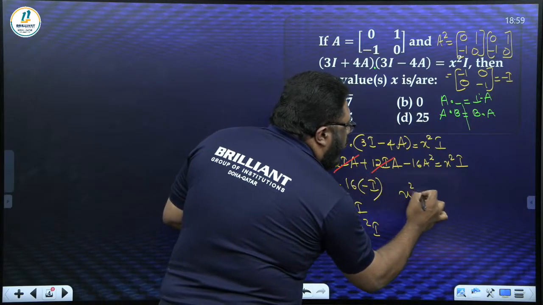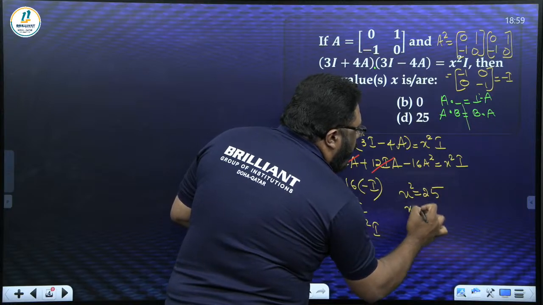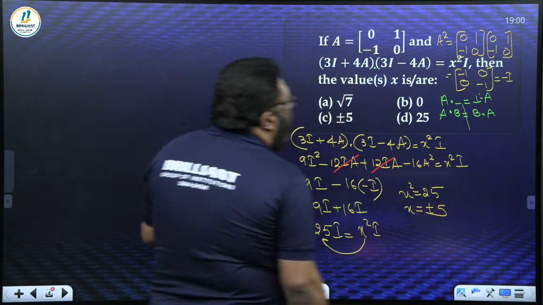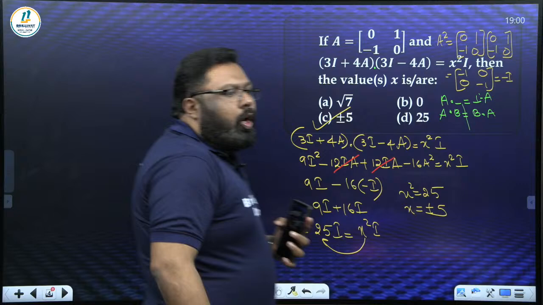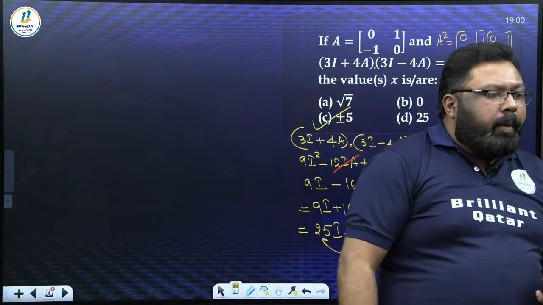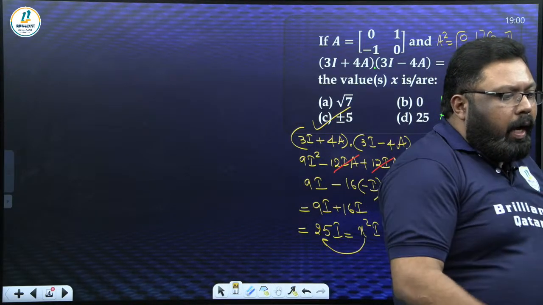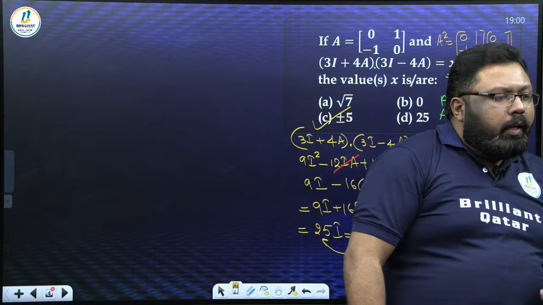So x squared equal to 25. X is equal to plus or minus 5. Option C, yes, right answer coming from Knight, Ayan, Satvik, yes.